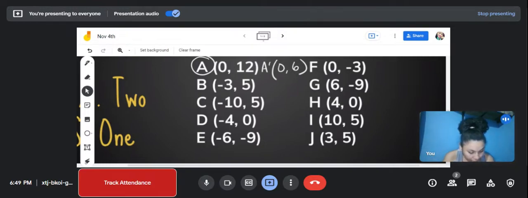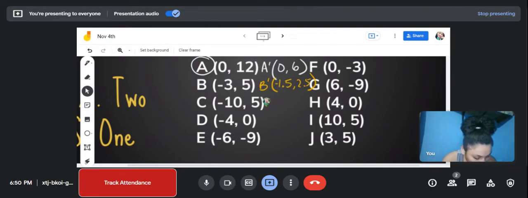Let me see if I can do that in another color. Okay. If I want to find B1 now, I need to multiply by half. Negative 3 times half. And this is where I need to remember my basic multiplication. If you guys are unsure, it's always good to have your calculators. Don't be afraid of using your calculators, right? Just to cross check your answers as well. But in this case, negative 3 times a half gives me negative 1.5. And 5 times a half gives me 2.5.